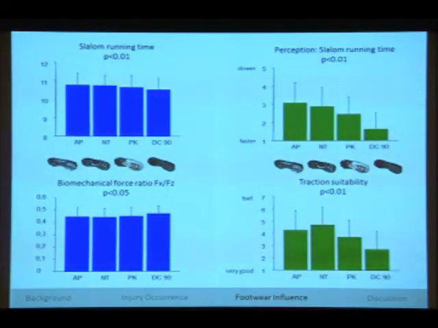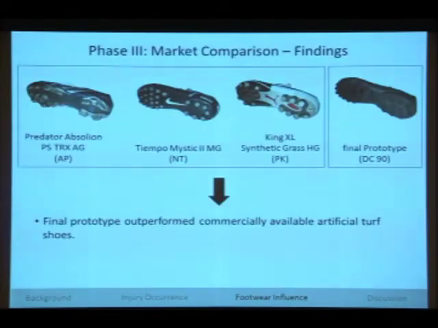Traction suitability was perceived to be the best. But this is the biomechanical, let's say, evidence. Wearing this boot, players were able to evoke a bigger, stronger push-off. So the final prototype outperformed the commercially available artificial turf shoes. That made us happy at that time.